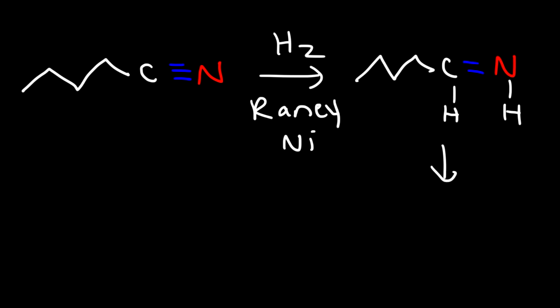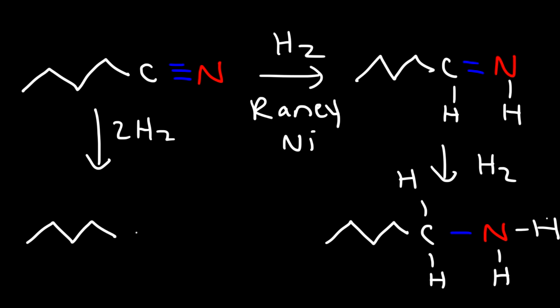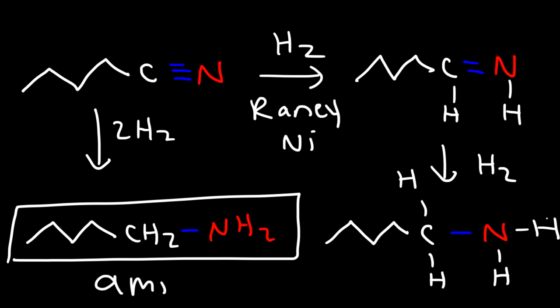So then once we react it again with another hydrogen gas, the double bond will go down to a single bond. And so we're going to get an extra pair of hydrogen atoms across that CN bond. And so the net effect of using hydrogen gas with the Raney nickel catalyst is we convert the nitrile into a primary amine. And so that is the net effect. So that is the reduction of a nitrile into an amine.